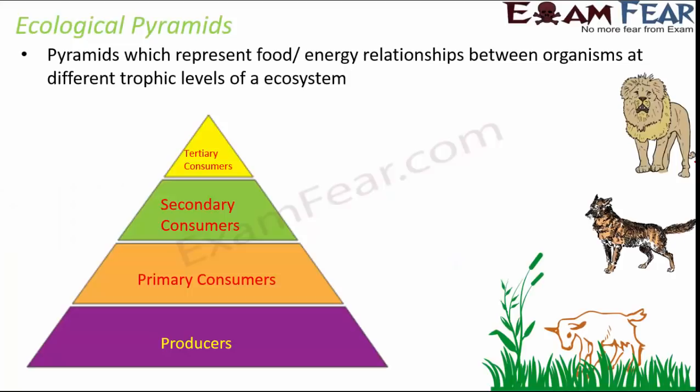Then we have ecological pyramids, which represent food or energy relationships between organisms at different trophic levels of an ecosystem. Normally this kind of pyramid is an upright pyramid, where the producers form a large base, and gradually as you go up to higher trophic levels, the number decreases. So you have a huge number of producers, a lesser number of primary consumers, even fewer secondary consumers, and the least number of tertiary consumers.